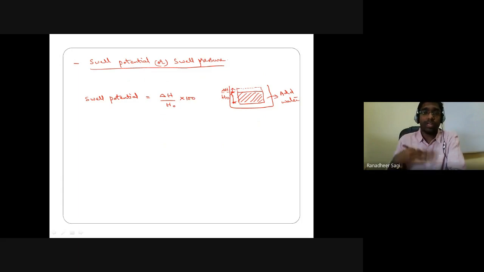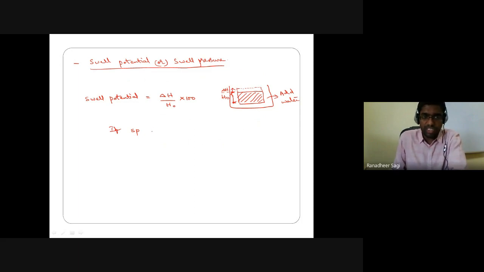So what is the corresponding increase in height of the soil sample because of the full saturation condition of that expansive nature of the soil? That is what we are calling the swell potential value of that particular soil. The swell potential value SP is what I am trying to define as swell potential or swell pressure.